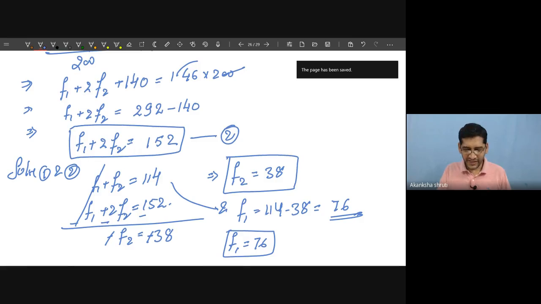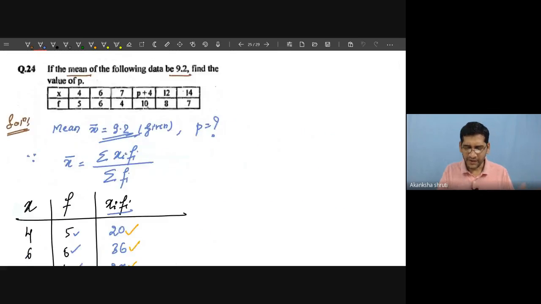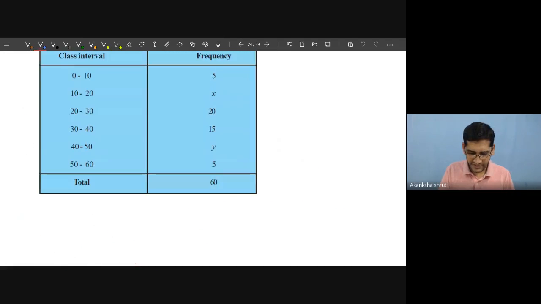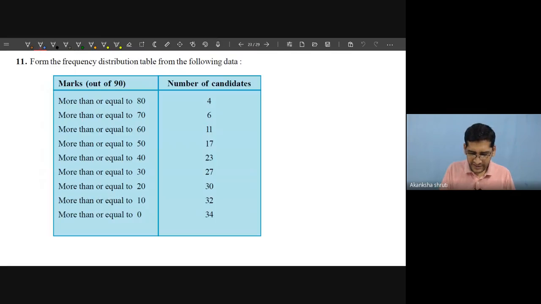We have discussed everything, but let me explain one more simple thing. In certain cases, less than type or more than type data are given, then you can frame the frequency distribution. Okay, students? So how to get that? In this table, I will do the same thing. So form the frequency distribution table, and after forming it, we can calculate the mean, median, mode, anything.